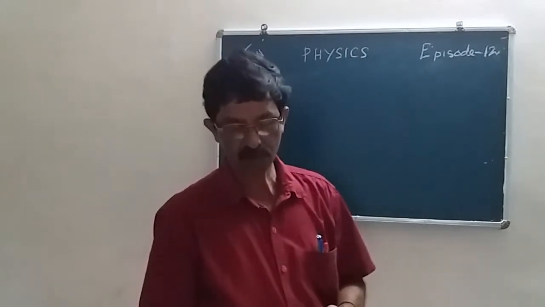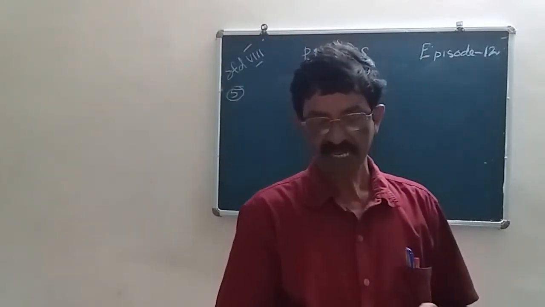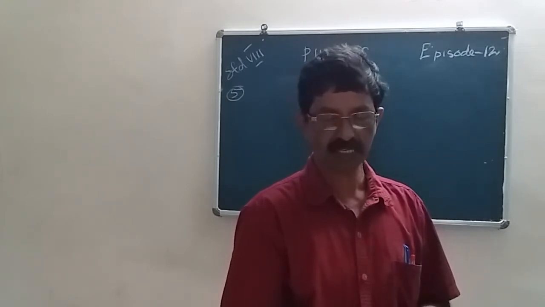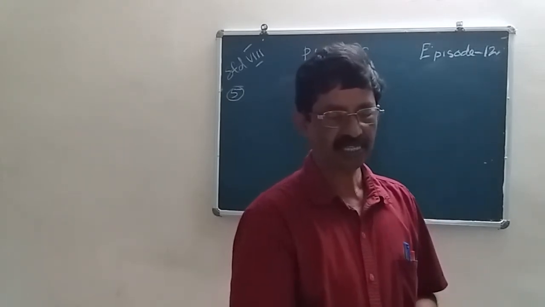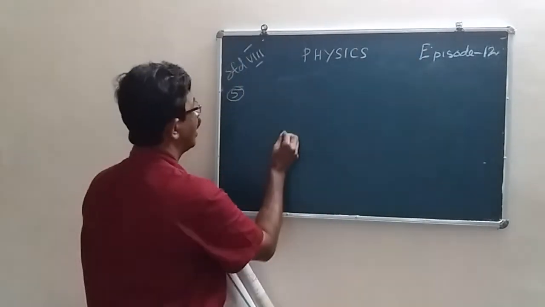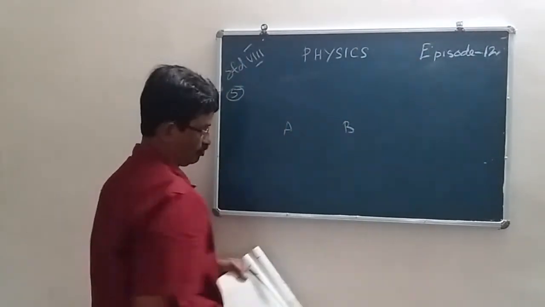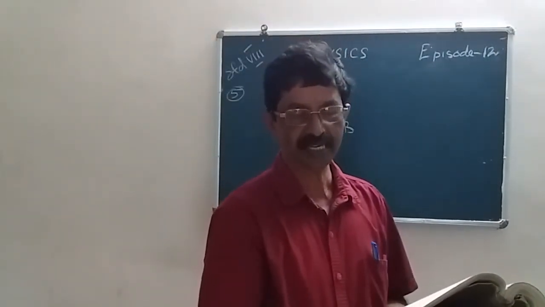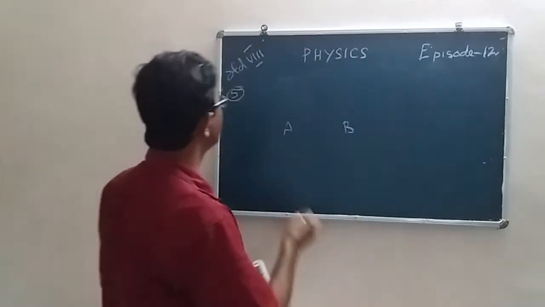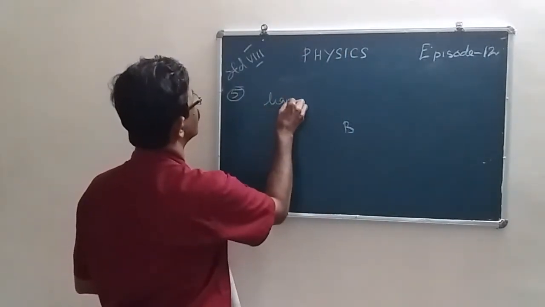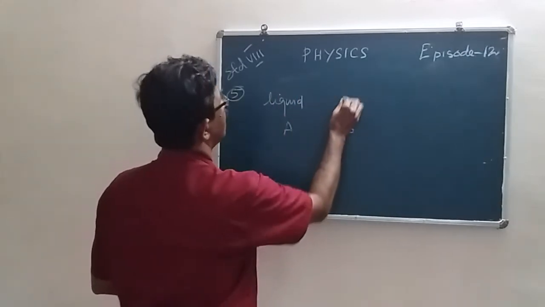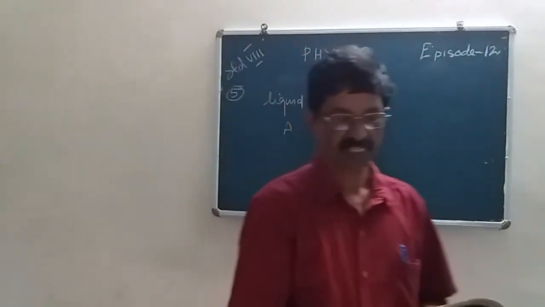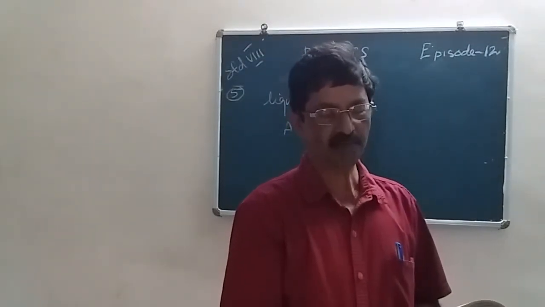Next, now we can go to question number 5. A tester is used to check the conduction of electricity through two liquids labeled A and B. There are two, A and B. First liquid is A. Second liquid is B.